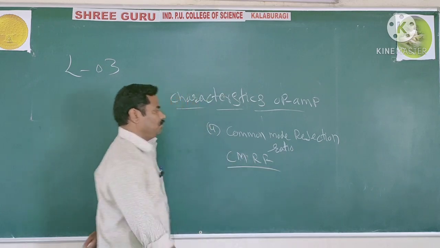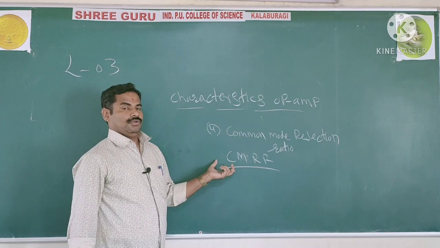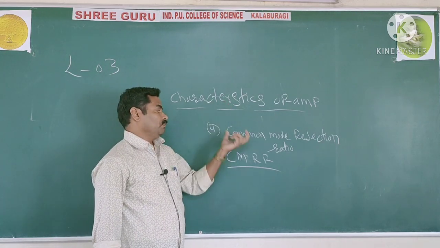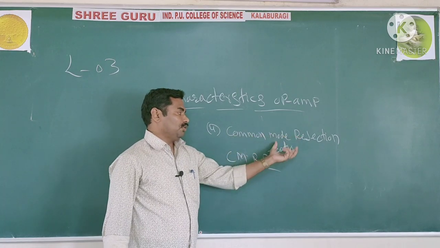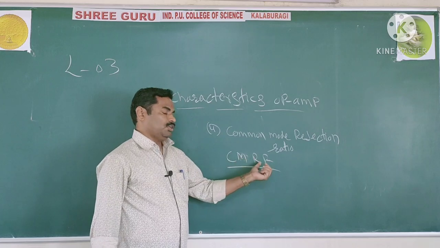It's a very important characteristic. It is not there in your remaining amplifiers. Only it is there in your operational amplifier. That is called common mode rejection ratio, CMRR, nothing but common mode rejection ratio.